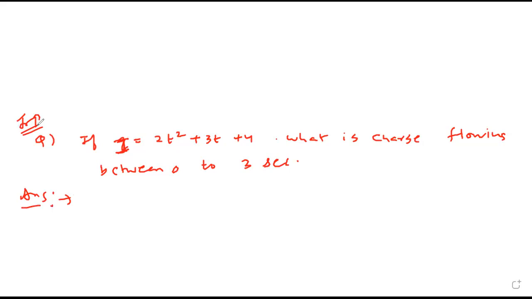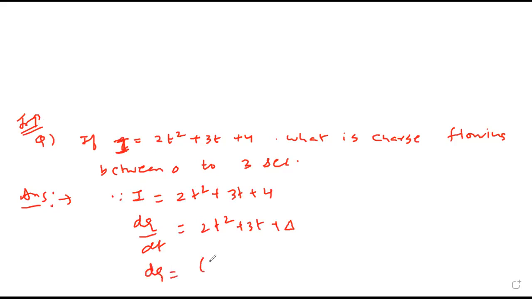What is current defined as? Current is defined as what? Rate of flow of charge? Yes, sir. So since I is 2t square plus 3t plus 4, can I say dq upon dt equals 2t square plus 3t plus 4? Therefore, dq is 2t square plus 3t plus 4 into dt. Any doubt till this first?